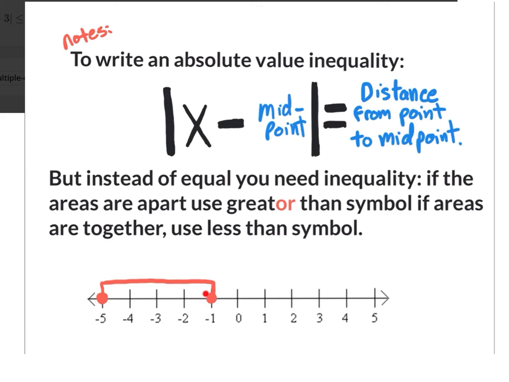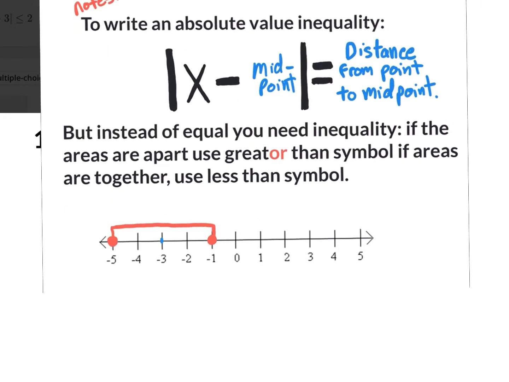So if you have a point here and a point there, where's the point in the middle? It's clearly right here, the -3. Okay, so I'm going to put just a little blue mark to let you know that -3 is the midpoint. So let's begin writing our absolute value inequality. You have the absolute value of x minus the midpoint, which in this case is -3. Close absolute value. Now, we have an equal sign here, but we know that this is not an equal sign. It's an area, so it's an inequality.